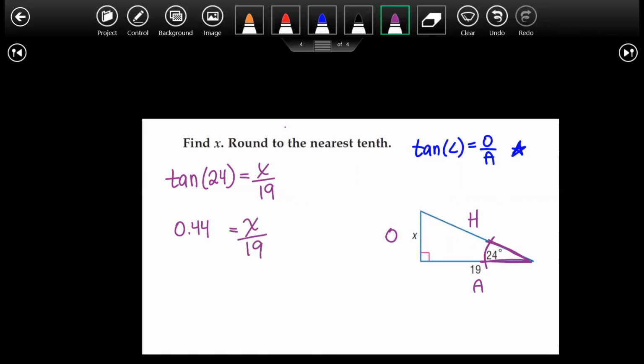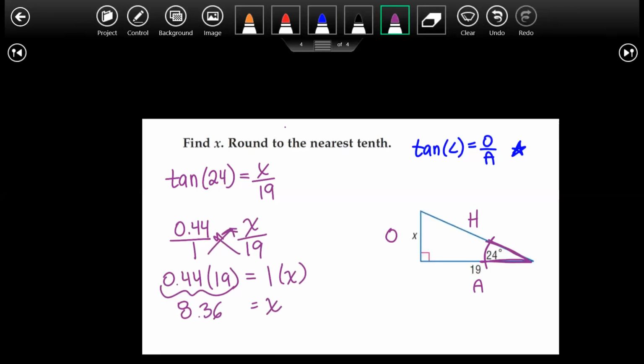All we're doing is converting that ratio into a fraction. What do we do from here? You remember from last time? Cross multiply. We can always put the whole number over 1. Now we're going to cross multiply these values: 0.44 times 19, 1 times x. What are we going to get? 8.36 is equal to x. So what is the length of x? 8.36. Done.